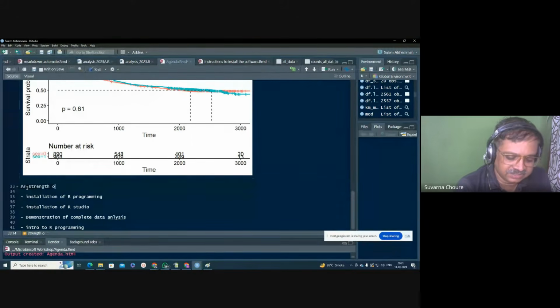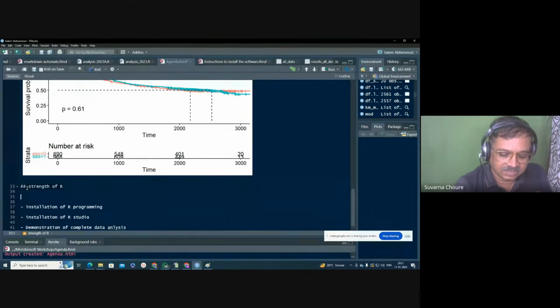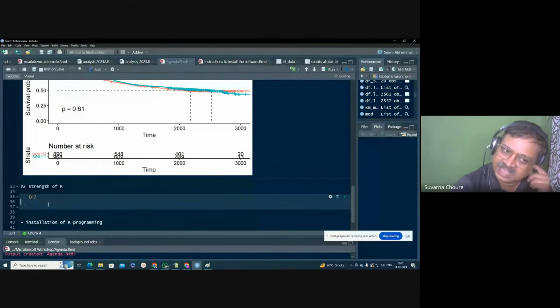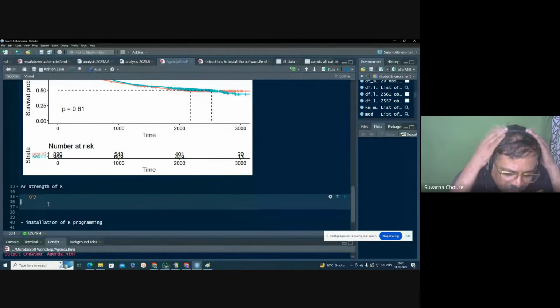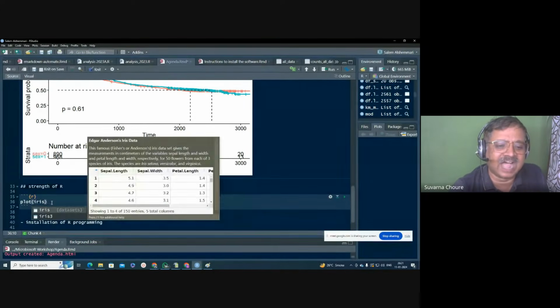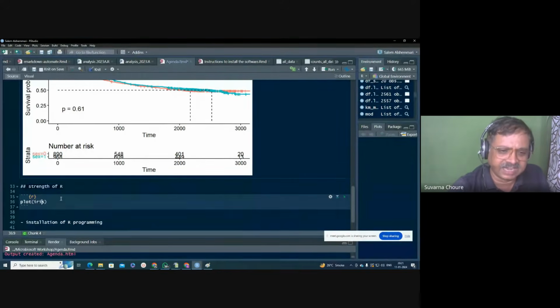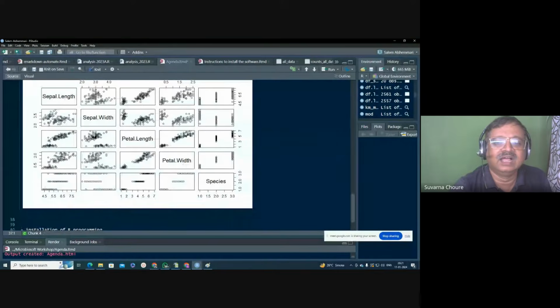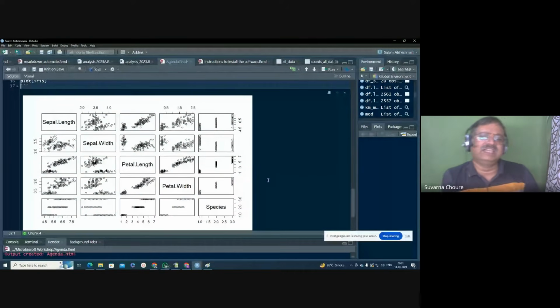Another slide, strength of R. The code I will add there. I want to see the relationship between variables of the iris data. Iris is again a bundled data set, and just one line has given me the pairwise plot.